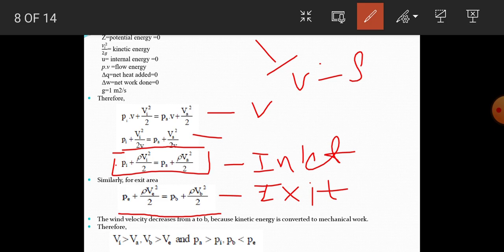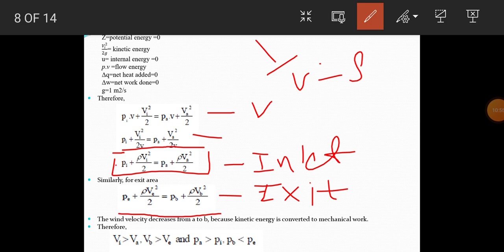Okay, so the wind velocity decreases from A to B because kinetic energy is converted to mechanical work, as we know. So in the rotor from A to B the velocity will decrease. So Vi will be greater than VA, VB will be greater than VE, and similarly PA will be greater than PI and PB will be less than PE. So these are the relations of velocity and pressure.